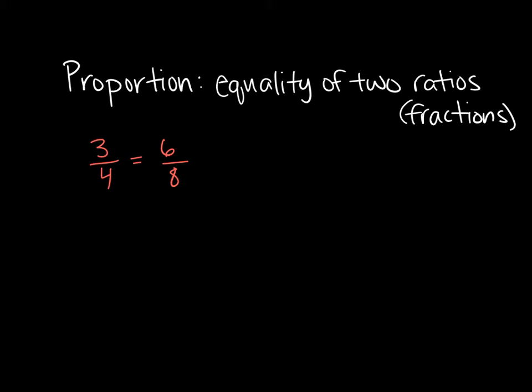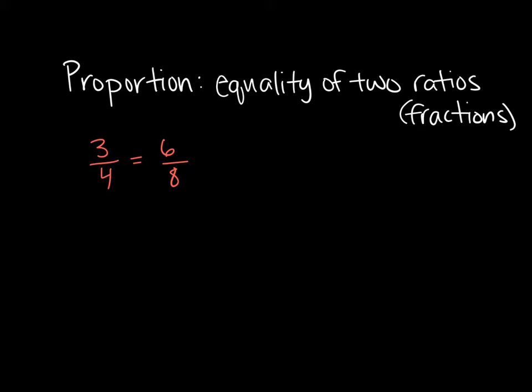Now I want you to notice something. Look at the old numerator and the new numerator when you're comparing these two ratios. You went from 3 to 6. Now look at the old denominator and the new denominator as you're comparing. You went from 4 to 8. What did you do to get from 3 to 6 that you also did to get from 4 to 8?